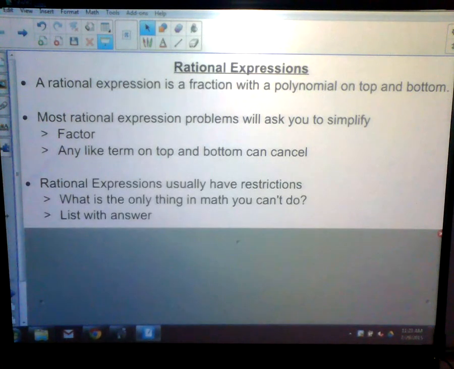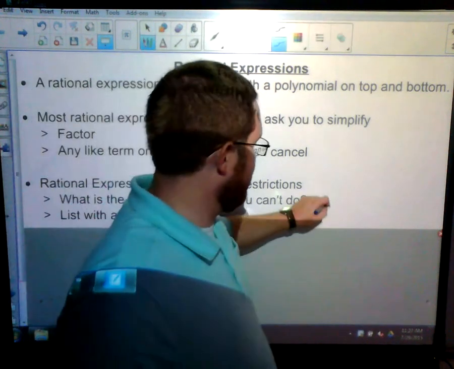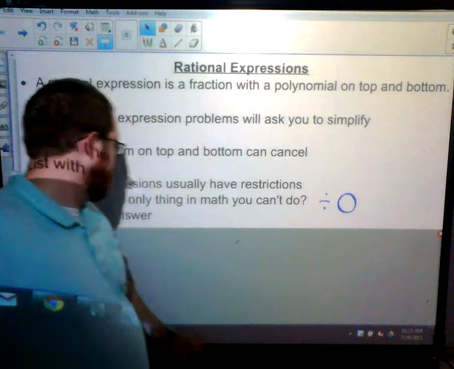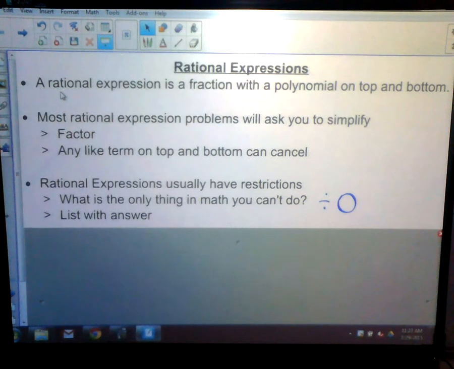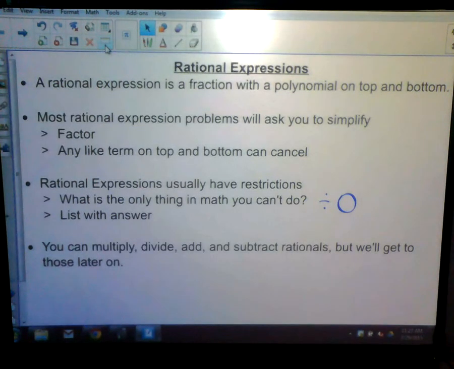Rational expressions usually have restrictions. What is the one thing in math you can't do? You can't divide by 0. So list with the answer. Whatever makes the bottom 0, that's a restriction. You can multiply, divide, add, and subtract, but we'll get into those later. Today is going to be just multiply and divide.